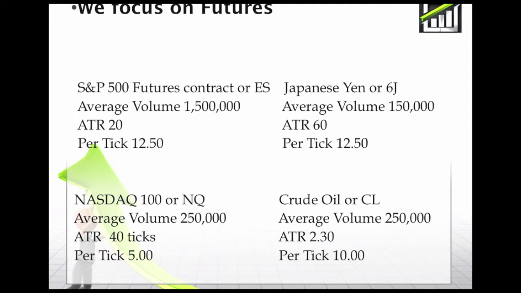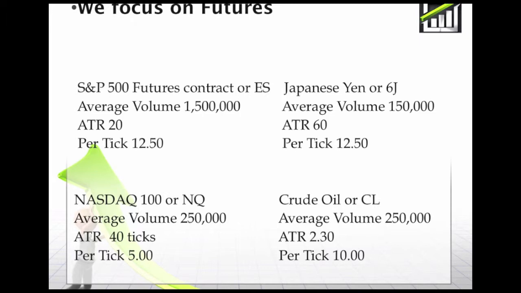The four products that we focus on are going to be the S&P 500, which is just the largest gauge of the U.S. economy. The Japanese yen, which a lot of people refer to as the carry trade. They'll look at how the Japanese yen is doing versus the U.S. dollar, and it gives us a real good gauge of whether money's flowing into the U.S., money's flowing out of the U.S., or that sort of thing.